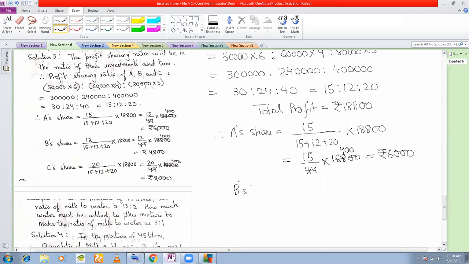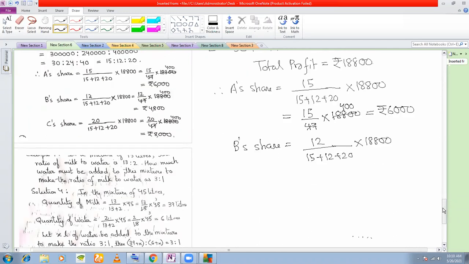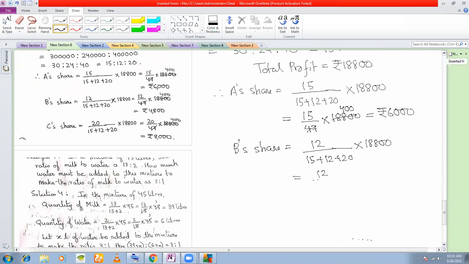B's share. Very similarly, this is 12 by 15 plus 12 plus 20 into 18,800, which is 12 by 47 into 18,800, which is equal to, again this will cancel here, 400 times. So he gets 4,800 rupees.